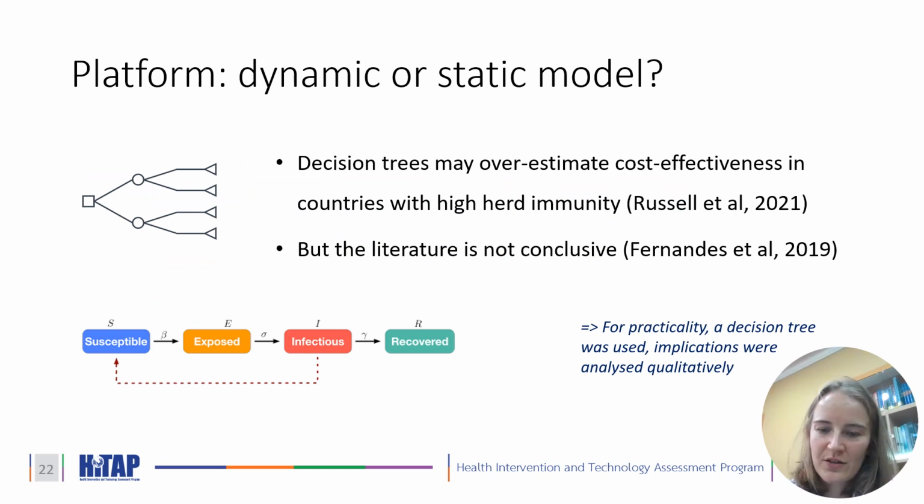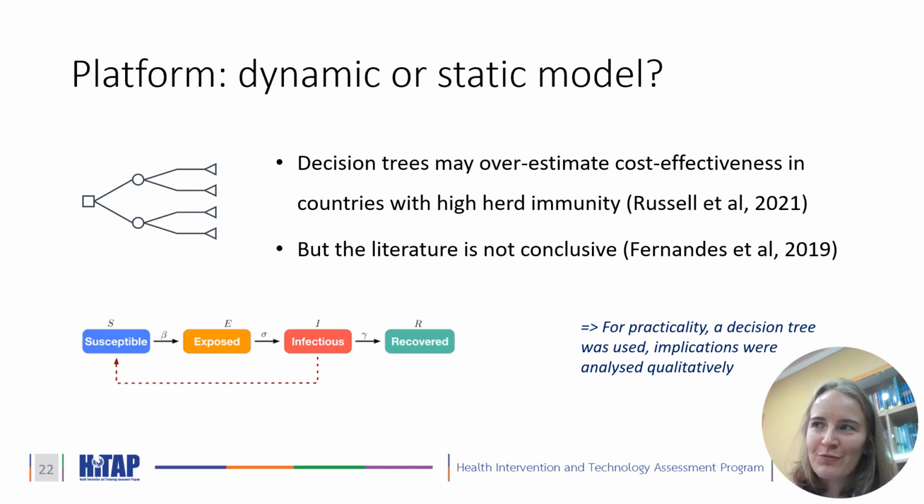And then the third question that we had in terms of structural uncertainty: in the literature, there are lots of economic evaluation models that use a decision tree, sometimes with a Markov model at the end of the branches. I believe Nan has talked to you about that.